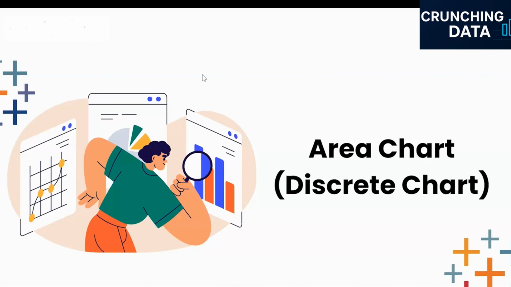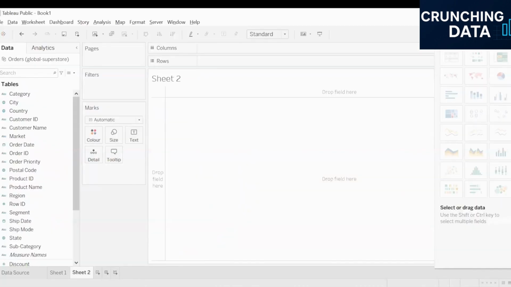To create a discrete area chart, what we need to do is go to the Show Me menu and see what is the minimum requirement for that discrete area chart. So the minimum requirement is one date field, zero or more dimensions, and one or more measures. That means we need at least a date field and a measure to create a discrete area chart.